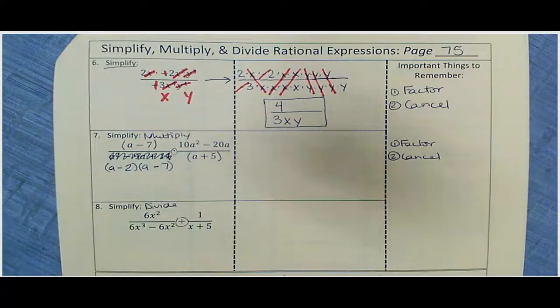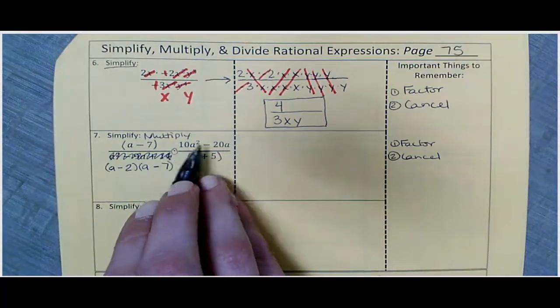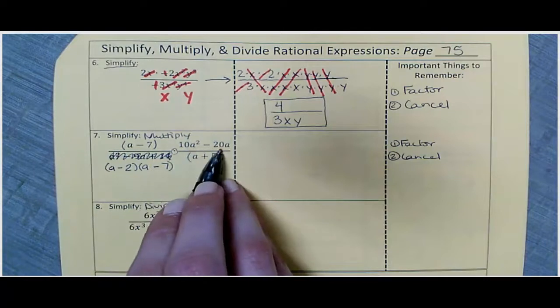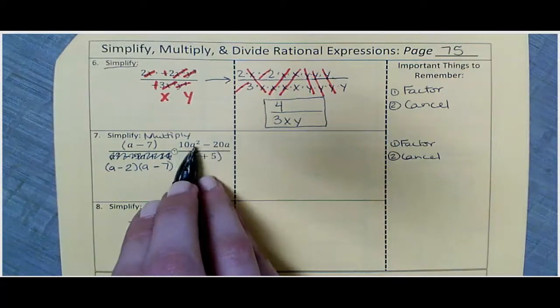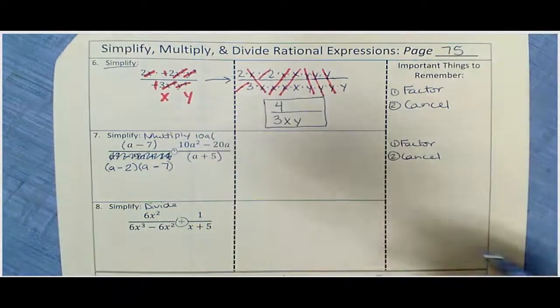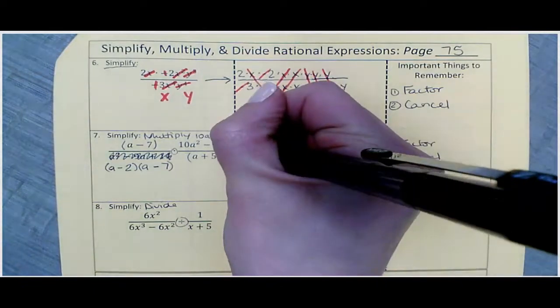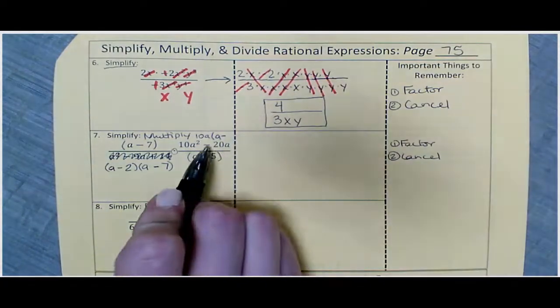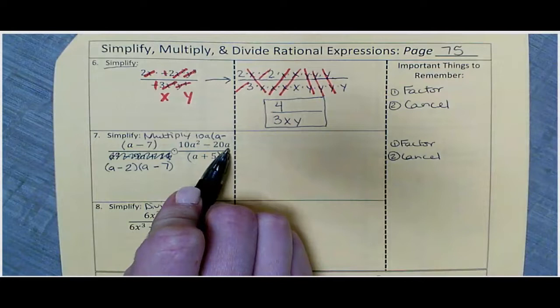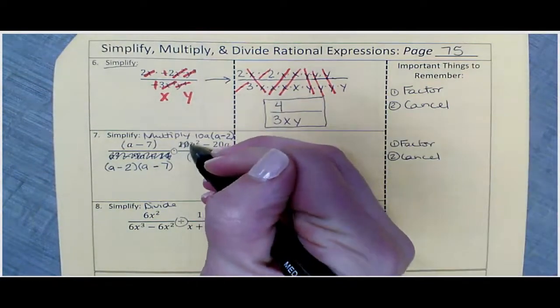And then in the numerator up here, I do have an a squared term. So I think since it's a binomial, what can I take out of both of these? Well, I can take out a 10, and I can also take out an a. So I'm going to take out a 10a. 10a squared divided by 10a is just a. And minus 20a divided by 10a is just minus 2. So that's my factored form for the top.